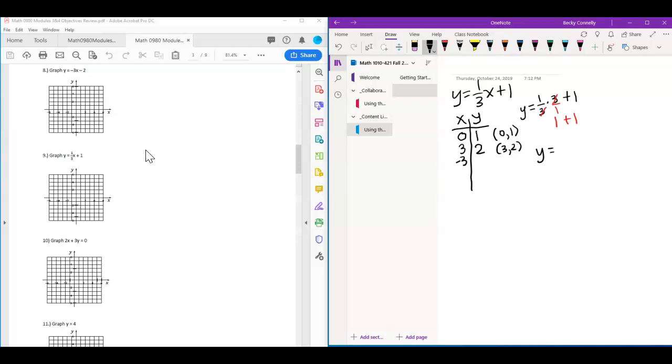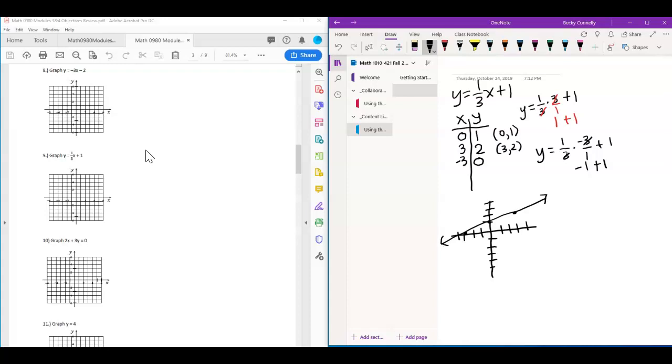If we put -3 in place of x, we'll have 1/3 times -3 over 1 plus 1. We'll reduce here first, so we end up with -1 plus 1, which gives us 0. So there's 3 points, and we should be able to get a pretty good idea of what is going on there. Let me try and graph this here. Over 0 up 1 would be here, over 3 up 2 would be here, and then over -3 up 0 would be here. So my line looks something a little bit like this.